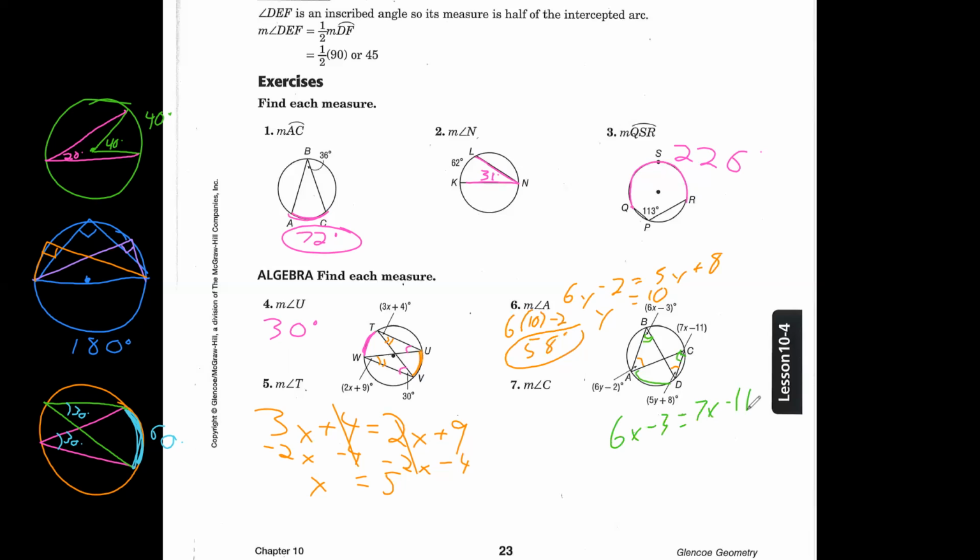6x, we got to bring it over to the other side. So we're left with just x. Then bring the 11 over. Add 11. 11 plus negative 3 is 8.